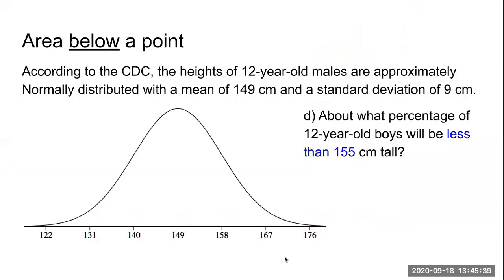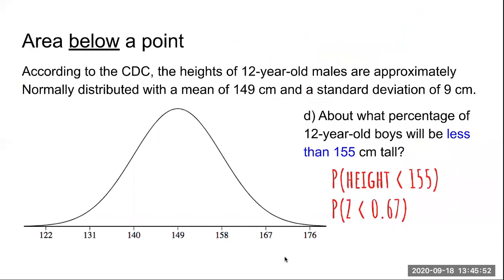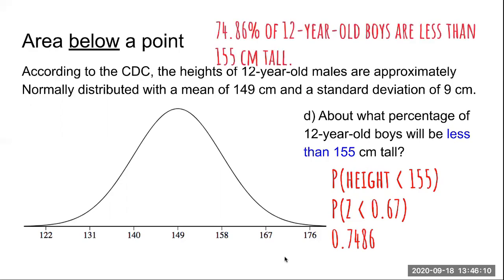So to answer this question, we're looking for the probability or the percentage of heights that are less than 155 centimeters. We convert the height to a z-score. Notice I've changed the notation. The height has now been standardized to a z-score, and 155 was standardized to 0.67. From our table on the previous slide, we got that answer of 0.7486. So we'd say 74.86% of 12-year-old boys are less than 155 centimeters tall.